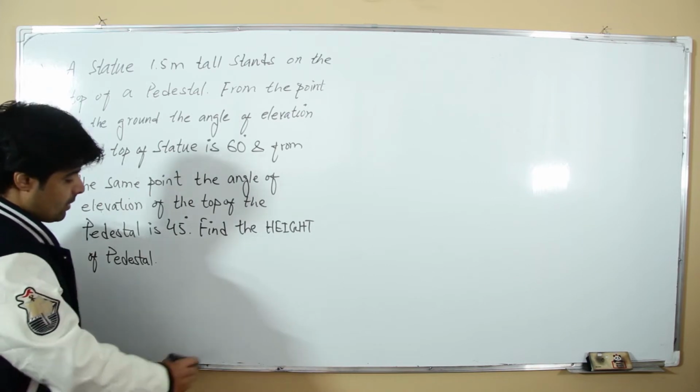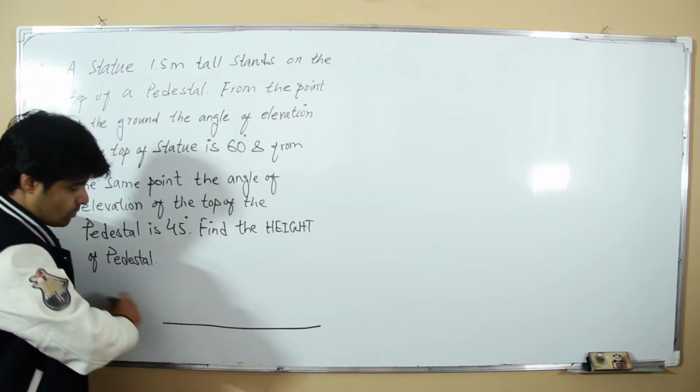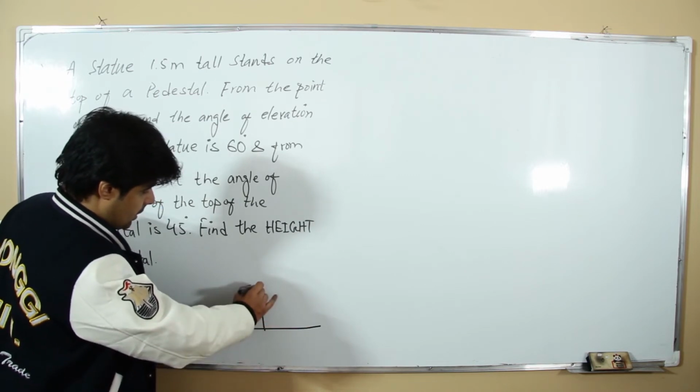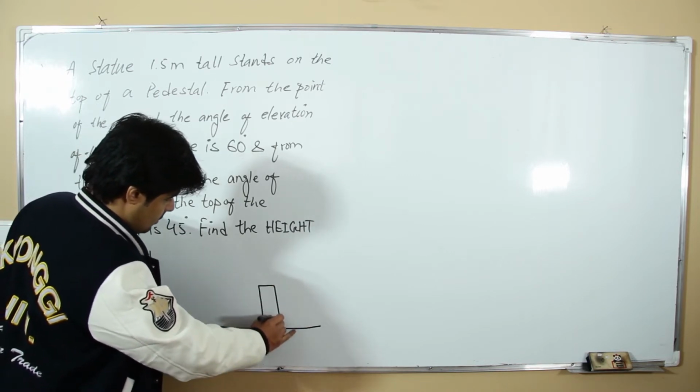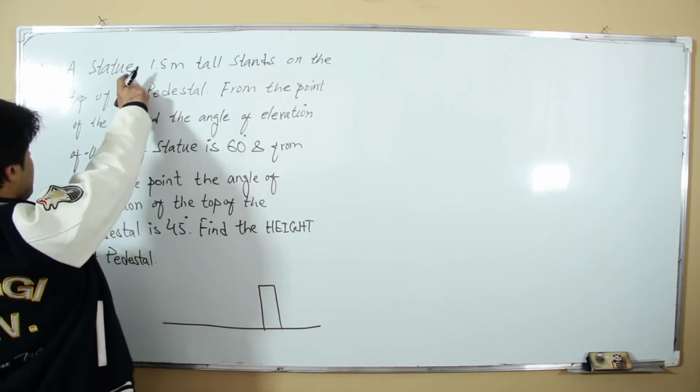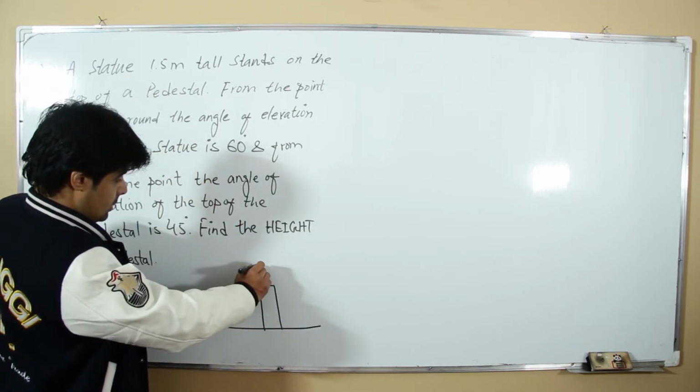It's easy. Listen, this is ground. Yes, we have a pedestal. It means something like a tower. On this one, we have a statue. This is our statue.